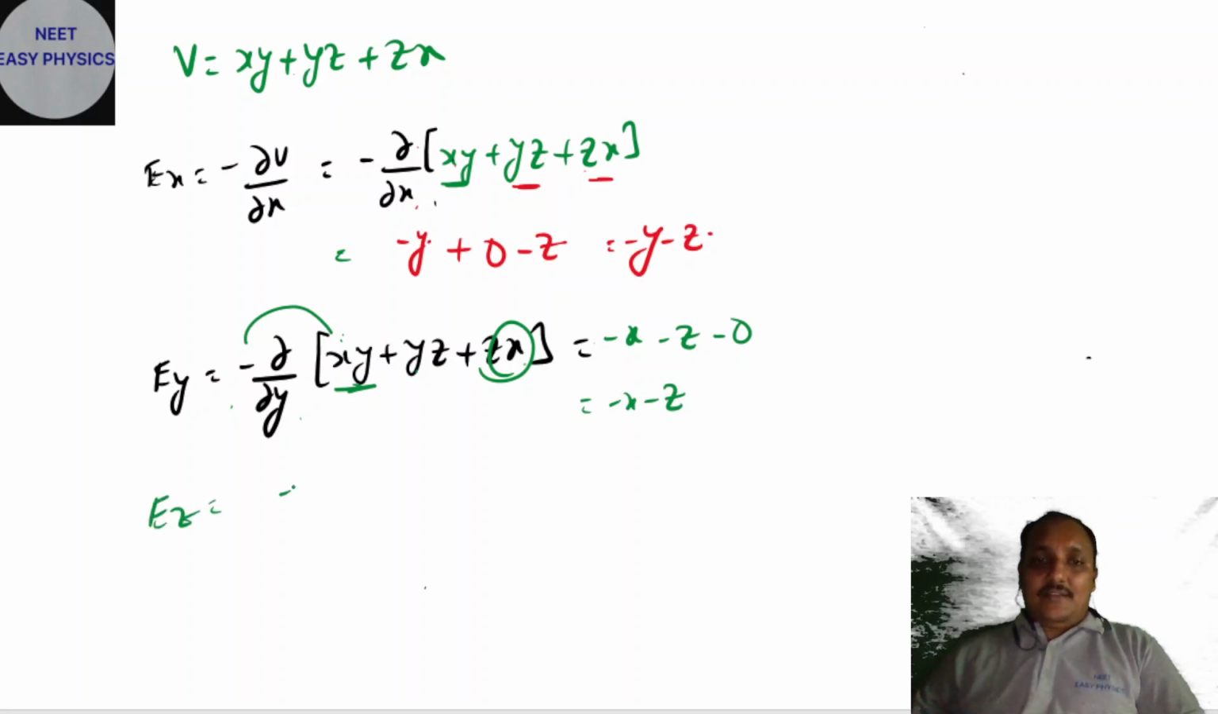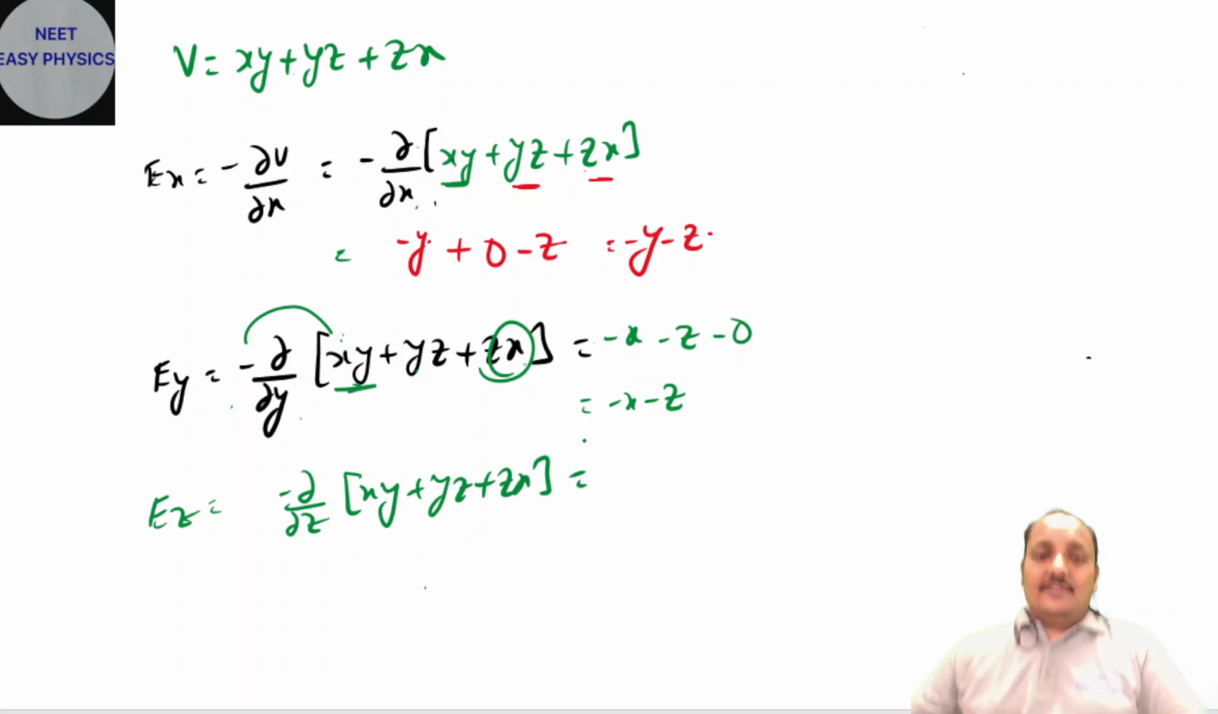Now, Ez is minus dou by dou z of xy plus yz plus zx. Now, what will you get? With respect to z, you are going to do it. In this, there is no z, therefore it will become 0. Next, in this z is there, dou z by dou z is 1, minus y. In this, x is there, dou z by dou z is 1, minus x.